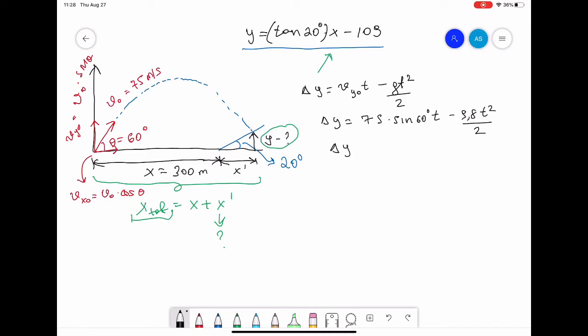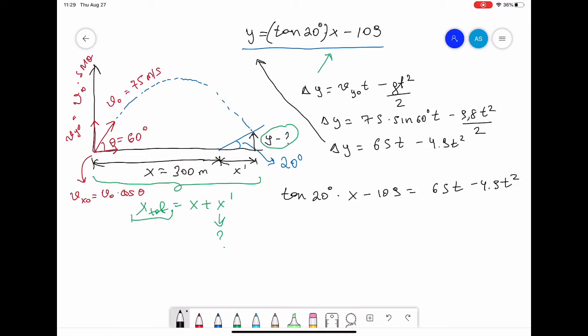Then your delta y is equal to 75 multiplied by sine 60, which will give you 65, t minus 4.9 t squared. Now what you can do is make it equal to this y. Then you will get tangent 20 degrees multiplied by x minus 109 is equal to 65t minus 4.9 t squared. Now tangent 20 degrees should give you 0.36. So 0.36 times x minus 109 is equal to 65t minus 4.9 t squared.